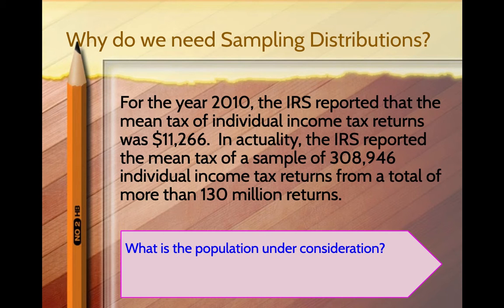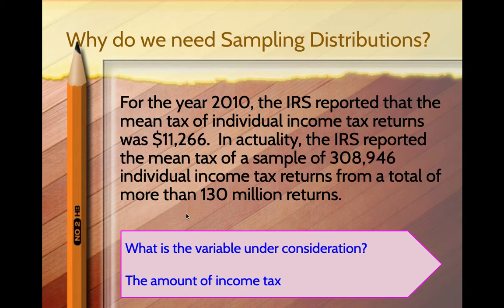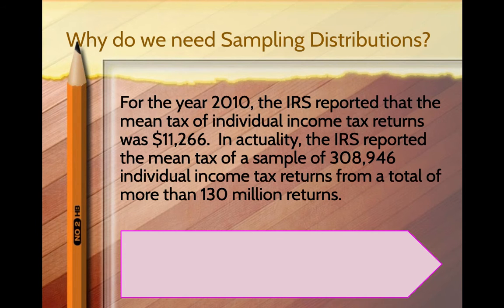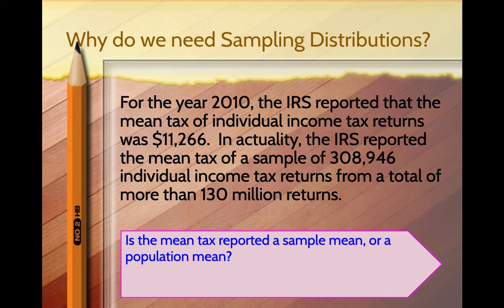Just to think about the situation, what's the population that we're considering? The population in this example is all of the individual tax returns in the year 2010. What's the variable under consideration? The variable under consideration is how much income tax each person has to pay. Is this a sample or a population mean? They reported the sample mean and are using that to describe the population, but that value is really a sample mean.